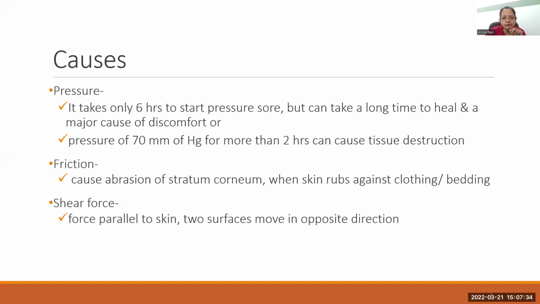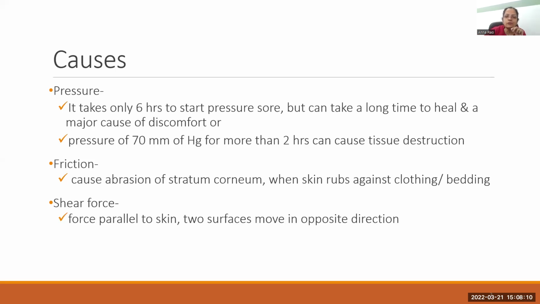Other is shear force. Okay, here the force is parallel to skin, but they are in opposite direction, right? So say for example the patient is lying down in semi sitting position. Patient is in Fowler's position. And what happens after some time? Patient tends to go down, slide down, right? So again, there will be force in opposite direction.